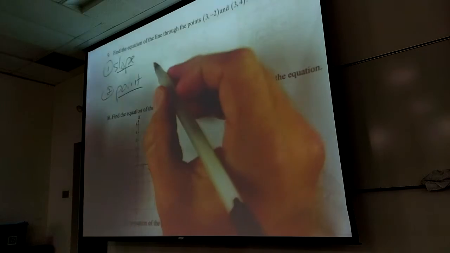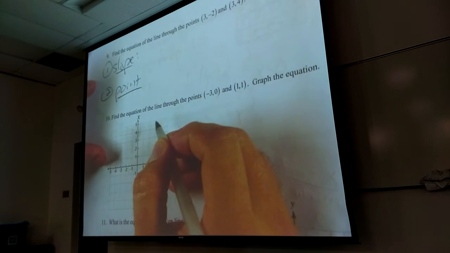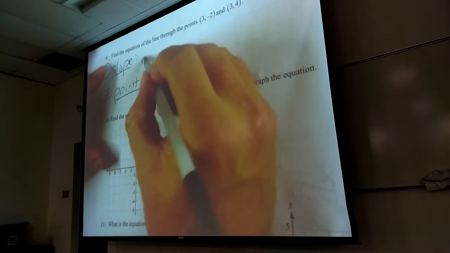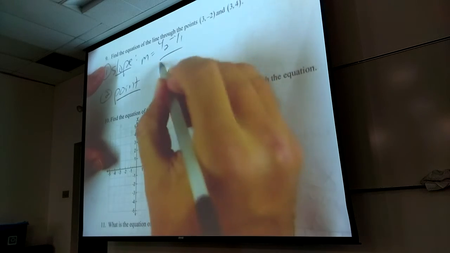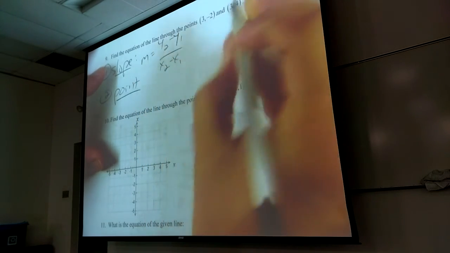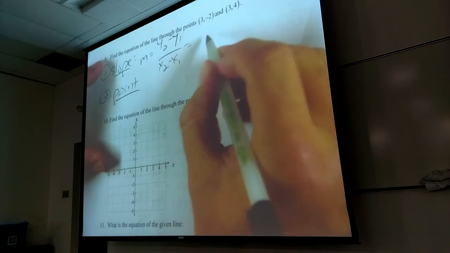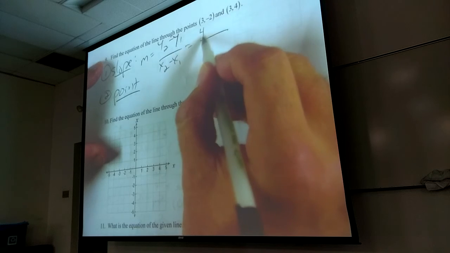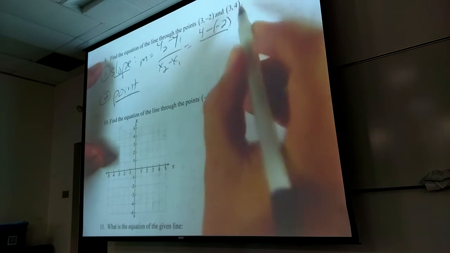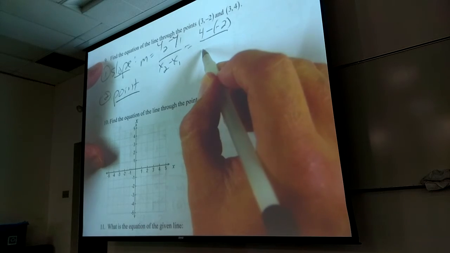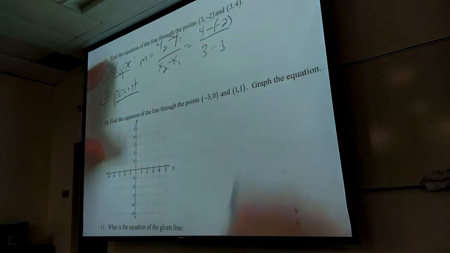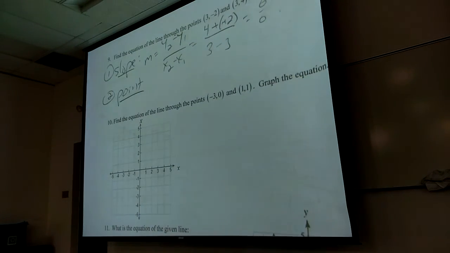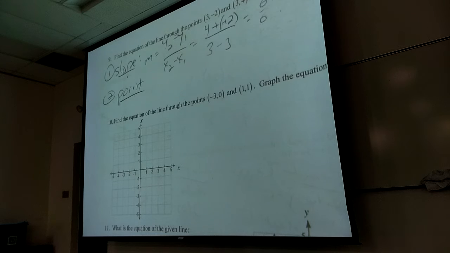Oh, cool. So how do I find the slope? Okay. y2 minus y1 over x2 minus x1. So help me fill that in. We're going to the top. 4 minus negative 2 over 3 minus 3. So what do you get? 6 over 0. 6 over 0. So what slope is that? What's 6 over 0? Undefined.